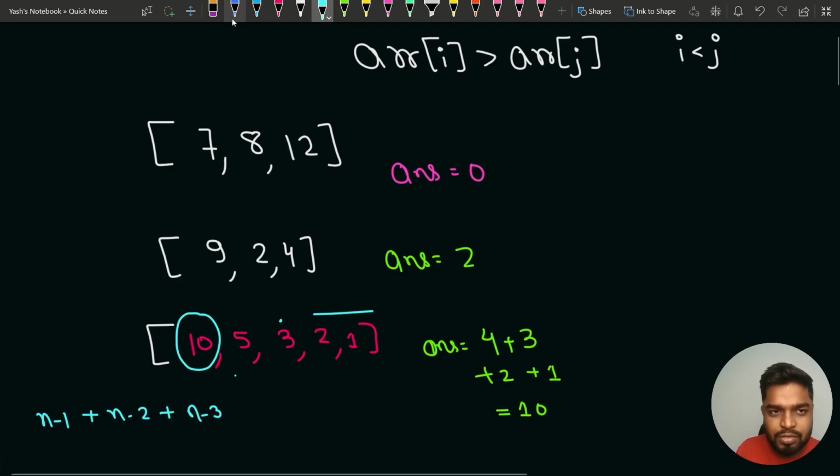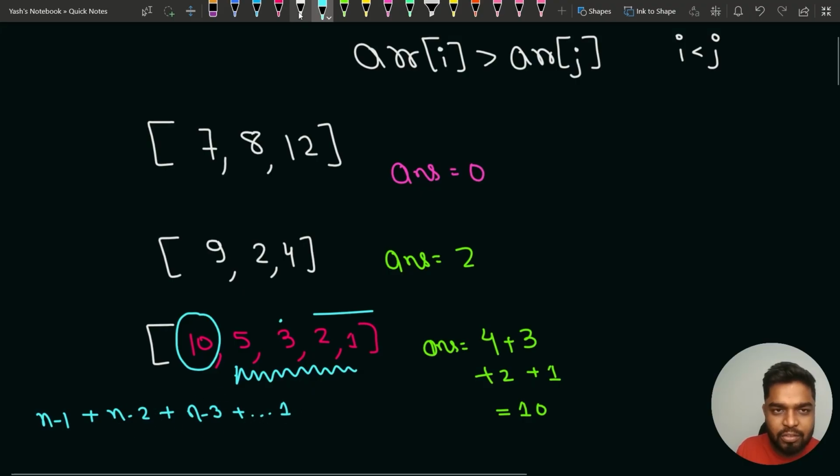If I was at 10, suppose, and assuming that all the elements on the right side are lesser, because the array is sorted in decreasing order, the inversion count with respect to 10 would be n minus 1. Then I'll check for other elements. For 5 the inversion count would be n minus 2, then for the next it would be n minus 3, up till you reach 1.